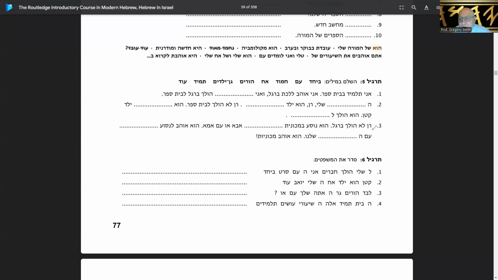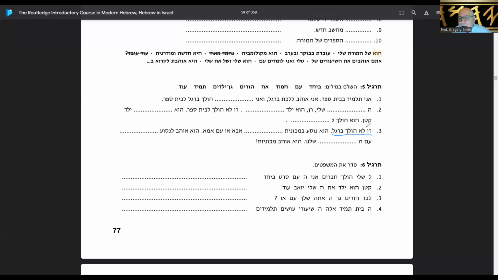Now let's look at number 3 here. Ron lo holek beregel. So Ron does not go on foot. He does not go beregel, on foot. Hu nosa bamekonit. Now that nosa, or it might be nosea. I bet you it's nosea. Hu nosea bamekonit. הוא נוסע במכונית. Yeah, nosea bamekonit.